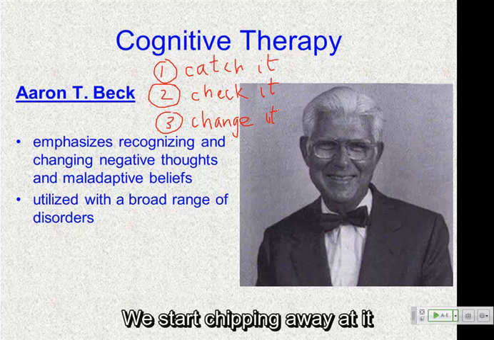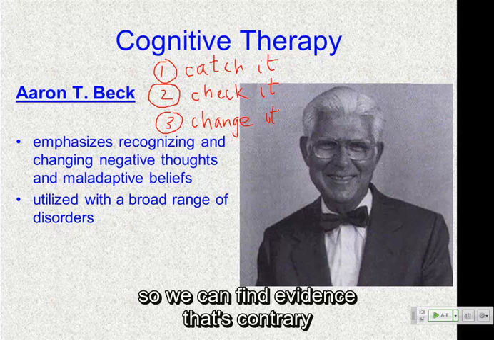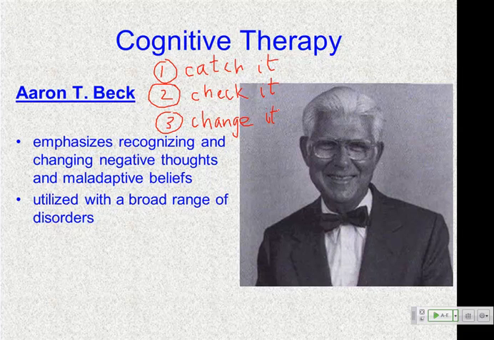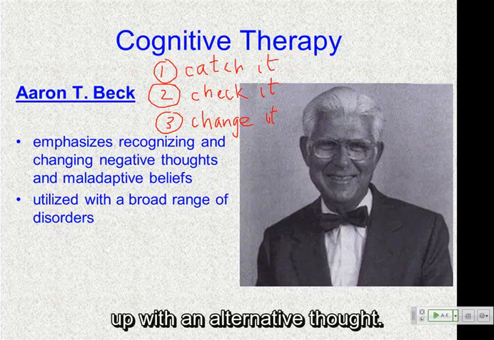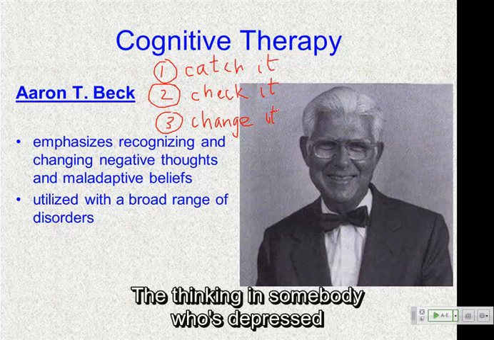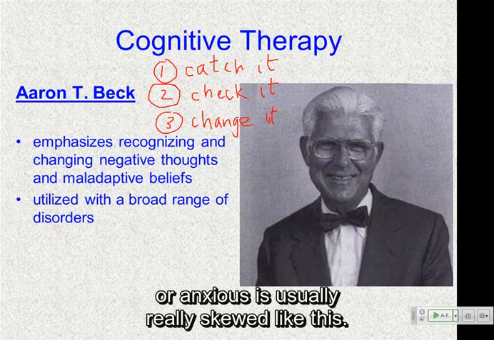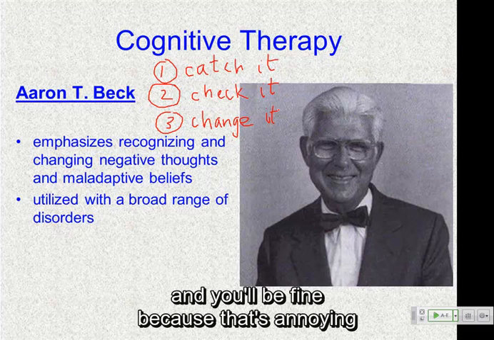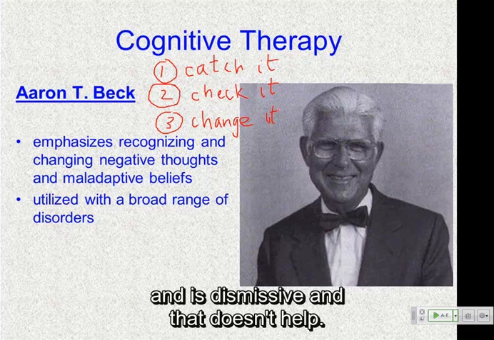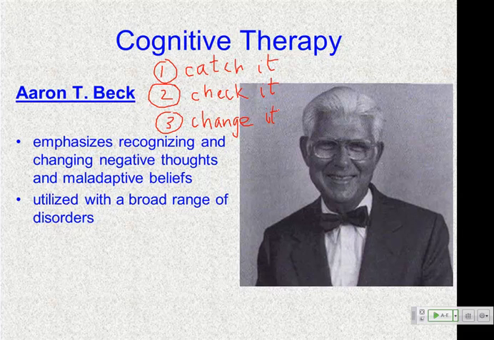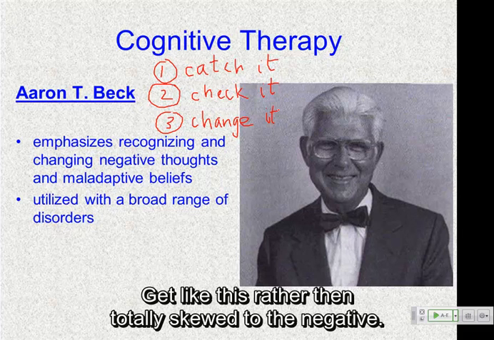So we start chipping away at it so we can find evidence that's contrary to these usually very skewed, very negative thoughts. And then change it involves coming up with an alternative thought. Okay, I'm going to do this stupid balance beam thing, right? The thinking in somebody who's depressed or anxious usually is really skewed like this. Cognitive therapy doesn't say, oh, just think happy thoughts and you'll be fine, because that's annoying and dismissive and that doesn't help, right? So what we're trying to get the person to do is balance it out. Get like this rather than totally skewed to the negative.